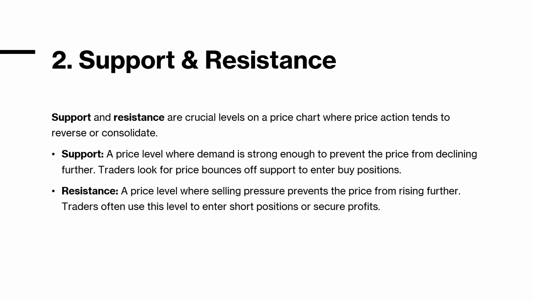On the other hand, resistance acts as a ceiling, a price level where selling pressure is strong enough to prevent further upward movement. At this point, sellers often take control, making it an ideal spot for traders to enter short positions or lock in profits from their long trades. These levels are not just theoretical concepts. They are points where real market participants interact, making them critical for determining entry and exit points in trades.